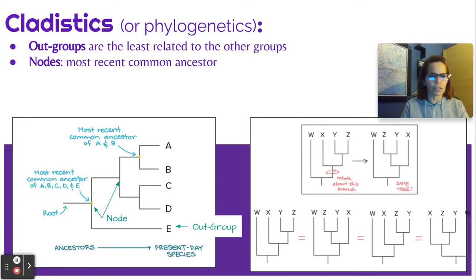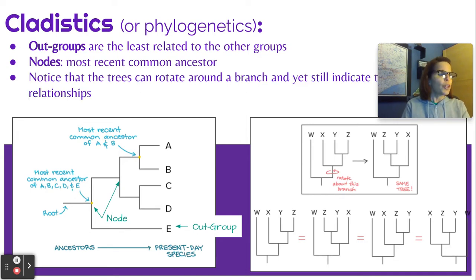Take a look at the diagrams because they're really important. Outgroups, do you see the letter E is labeled as an outgroup? Outgroups are the least related to the other groups. I feel certain that they're going to ask you a question about an outgroup. So just be able to identify an outgroup, they're least related. The nodes, if you look on the diagram on the left, you can see the nodes are labeled. They're the little yellow dots. The nodes indicate the most recent common ancestor, I said that backwards. And then it splits, and then you have two or sometimes more than that coming off from that common ancestor.